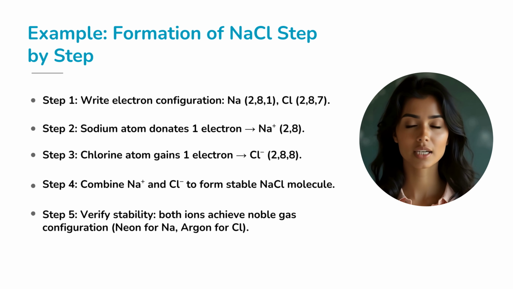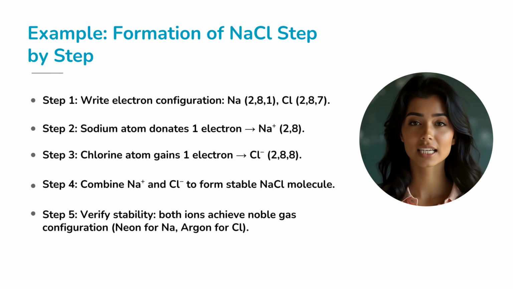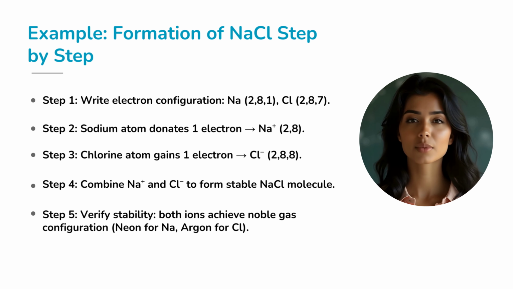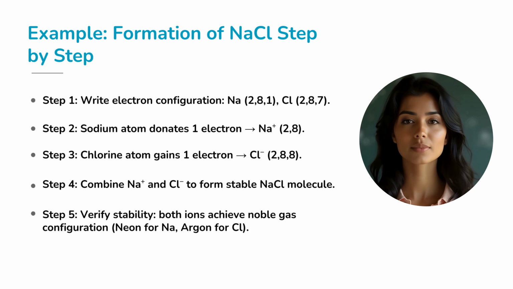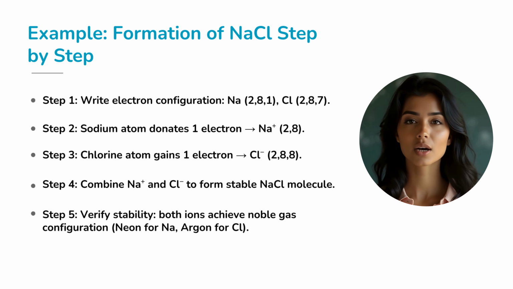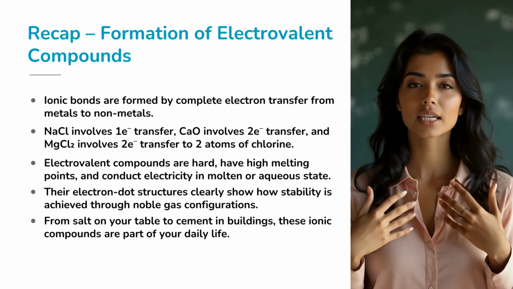Step 3. Chlorine gains that electron, becoming Cl- with configuration 2,8,8. Step 4. Combine Na+ and Cl- to form NaCl. Step 5. Confirm stability. Both ions now resemble noble gases, sodium like neon and chlorine like argon. This stepwise process shows clearly how the stability of the compound comes from the transfer of electrons and the resulting noble gas configurations. So, let's revise.